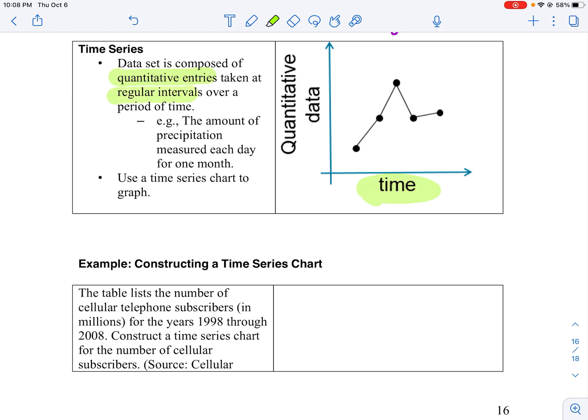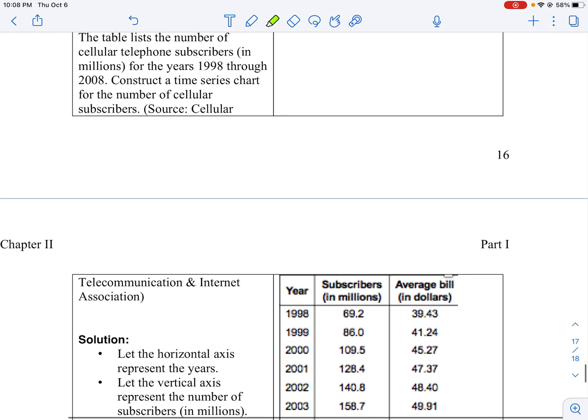For example, amount of snowfall, right? As time goes by during a winter storm. Another example would be the amount of precipitation measured each day for 1 month. So we use a time series chart to graph that.